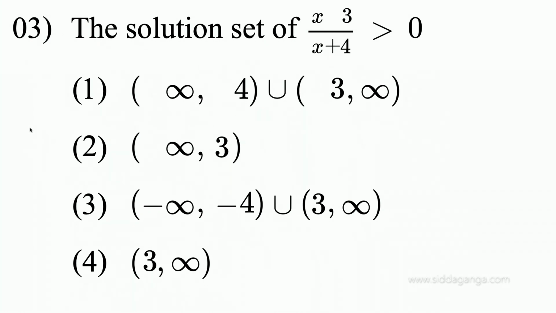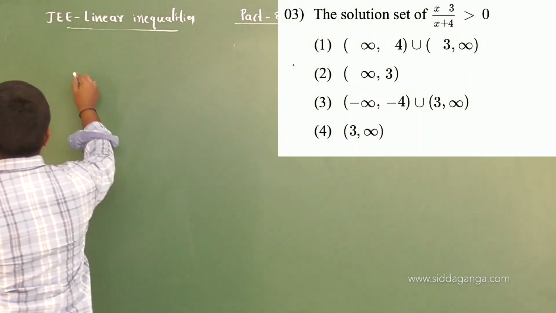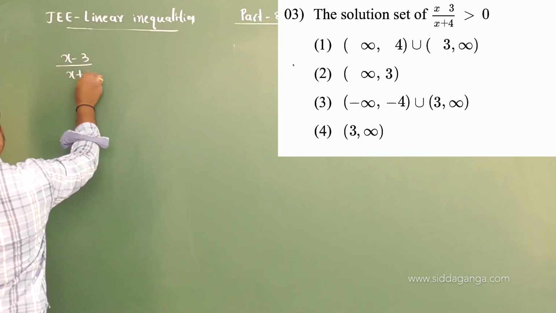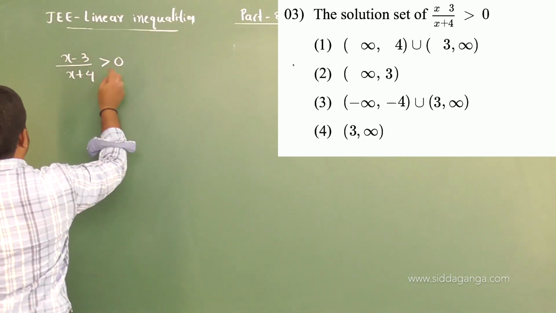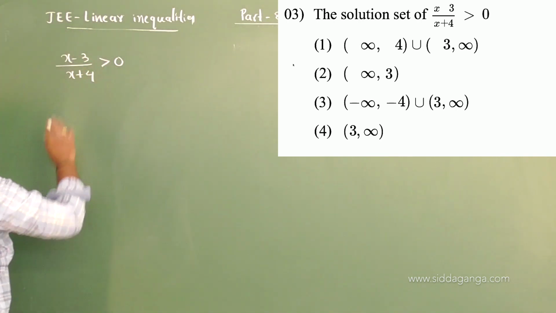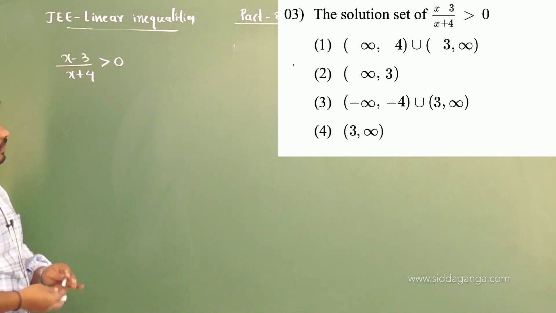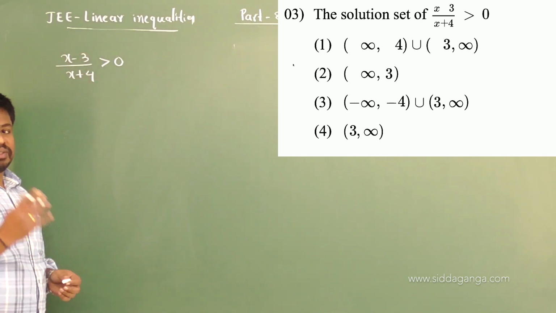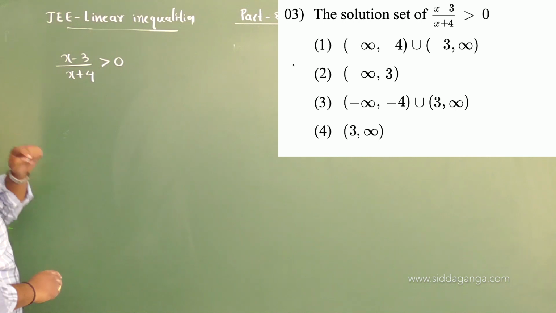Okay, let me move to the third question, the solution set of (x minus 3) divided by (x plus 4) greater than 0. So there is a change in that question. (x minus 3) by (x plus 4) is greater than 0. This is positive for what values of x? That's the question. So among the four options, right?